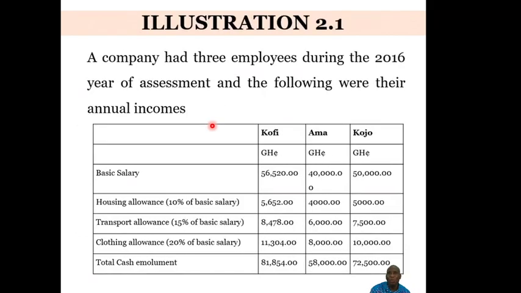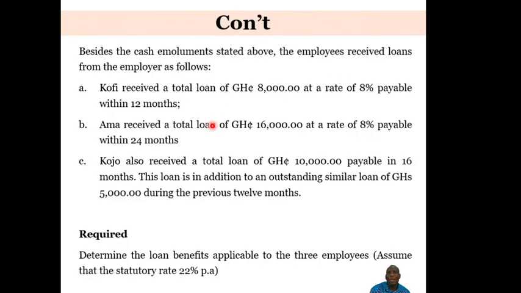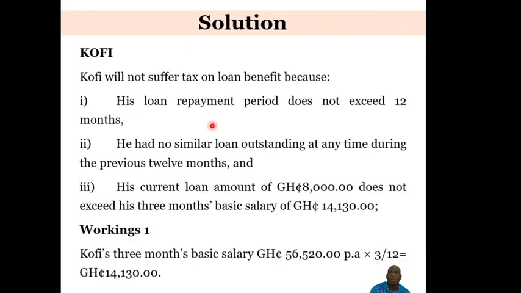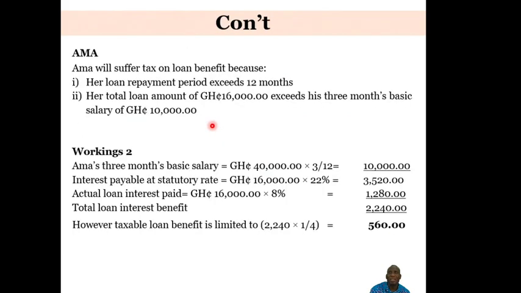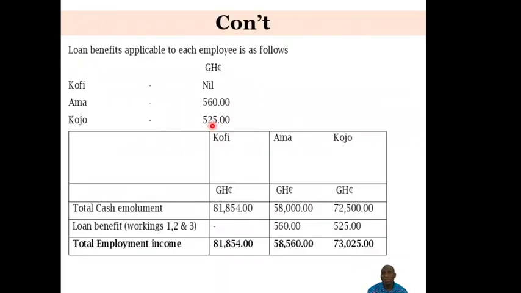So I hope you do that also for Kojo as well. And that's the calculations that are done here. Very, very simple calculations. Okay, that's all.